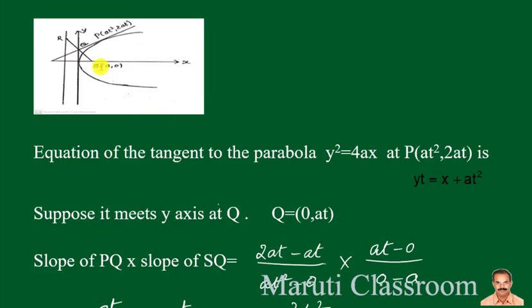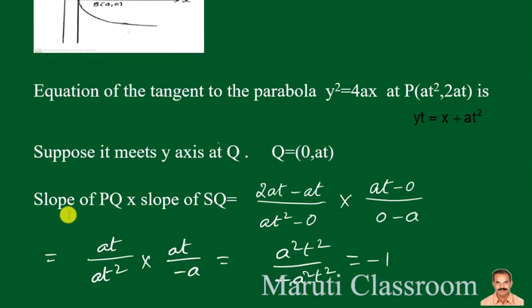Now I am going to prove SQ is perpendicular to PQ. If SQ is perpendicular to PQ, Q will be the foot of the perpendicular from the focus to the tangent. Already we know Q lies on the y-axis. So from this we will get that the foot of the perpendicular from the focus to the tangent lies on the y-axis. So how to prove SQ perpendicular to PQ? If the product of the slopes is -1, they are perpendicular. For that I am finding the product of the slopes of PQ and SQ.